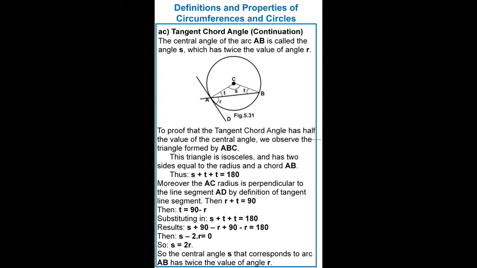Substituting in the previous expression corresponding to the sum of the interior angles of a triangle, it turns out that the value of the central angle S is equal to twice the value of the angle R. Thus, the central angle called S, corresponding to the arc AB, has twice the value of the tangent chord angle R.